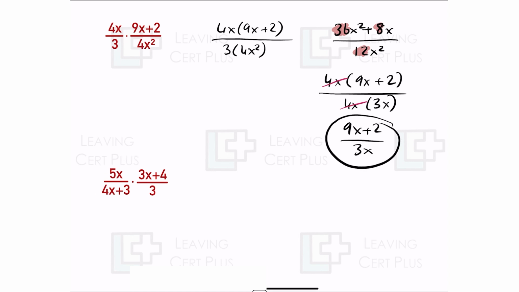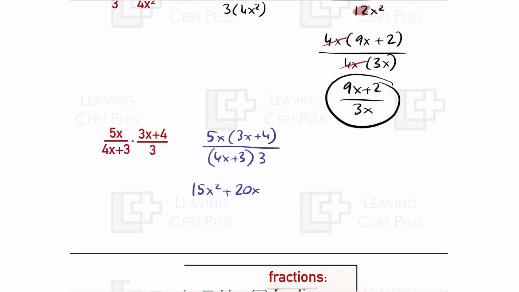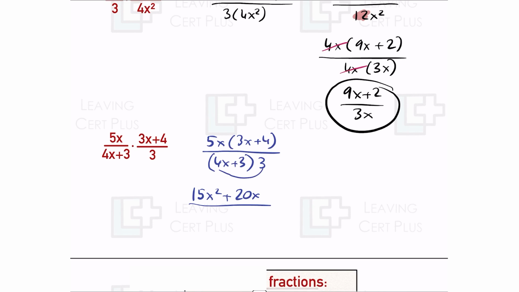Hopefully you got to do this one as well. So if we do this one in blue, that's going to be 5x multiplied by the 3x plus 4 and 4x plus 3, all to be multiplied by the 3. So it's just the same process, you're moving back the way like that. So multiplying out these brackets, we're going to have 15x squared plus 20x. And then on the bottom, 3 by the 4 is going to be 12x plus 9.